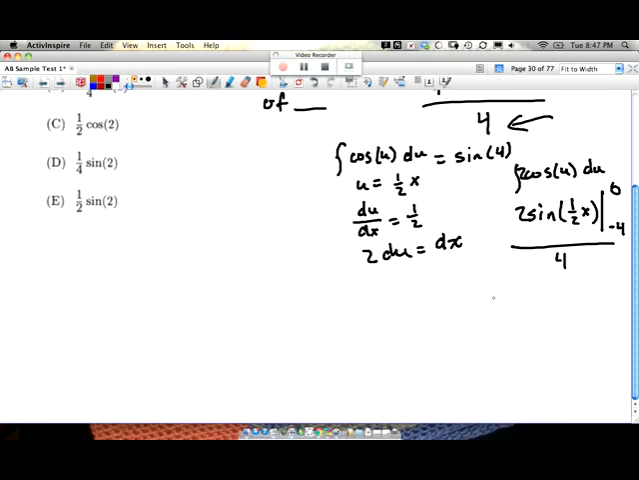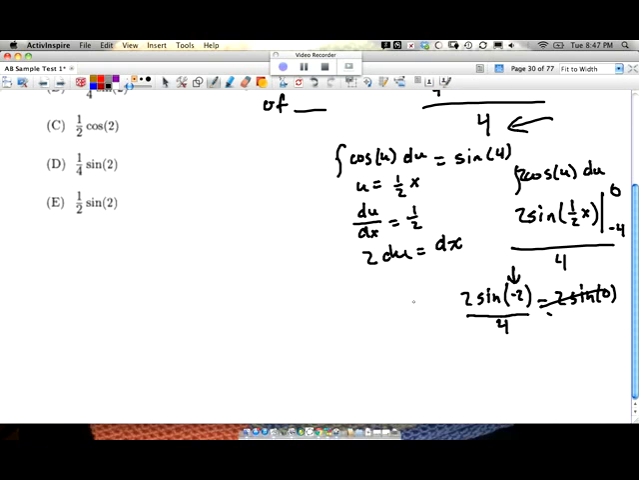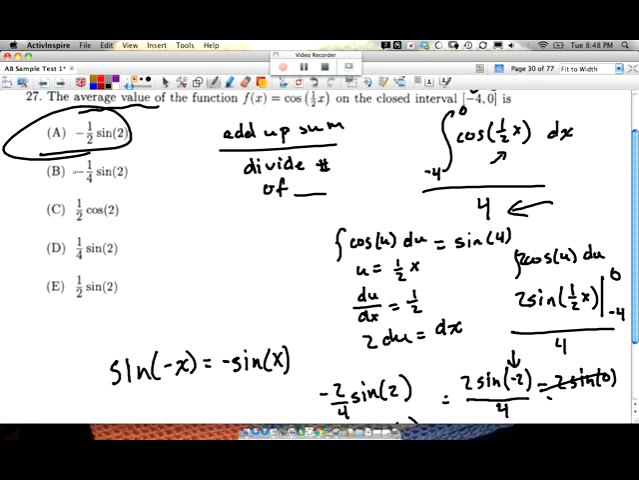Let's keep simplifying. Plug in negative 4. So we're going to have 2 times sine of 1/2 of negative 4, which is really negative 2, minus 2 times sine of 0, which is really 0. 0 times 2 is 0, so that's gone. But then we're dividing the whole thing by 4. Well, sine of negative 2, oh, that's what's happening. They're playing on the idea that sine of negative x is really negative sine of x because it's an odd function. Okay, so this is the same as negative 2 over 4 times sine of 2, or negative 1/2 sine of 2. Wow, that's some crazy pre-calculus thrown in there. The answer would be A.